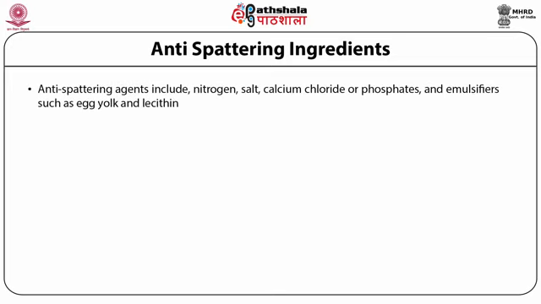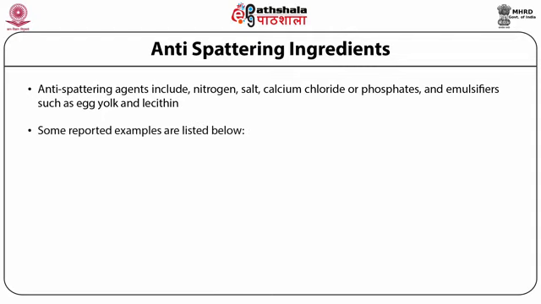The anti-spattering agents include nitrogen, salt, calcium chloride or even phosphates, and emulsifiers such as egg yolk and lecithin. We want the fat and the liquid to interact in such a manner that they don't form spatters during cooking because of the rise in temperature. So we can use some emulsifiers that can mix these two things and cause a lesser spattering effect during cooking.